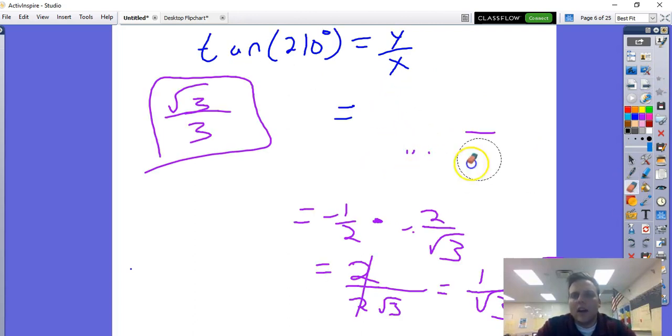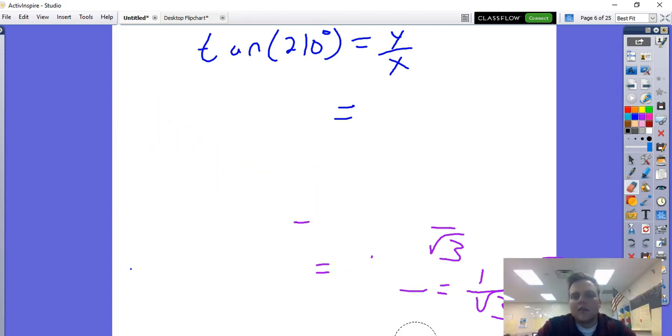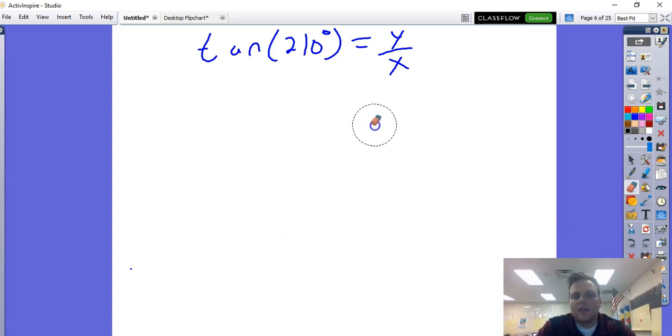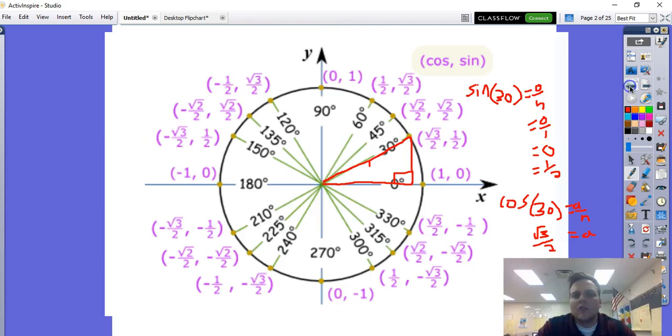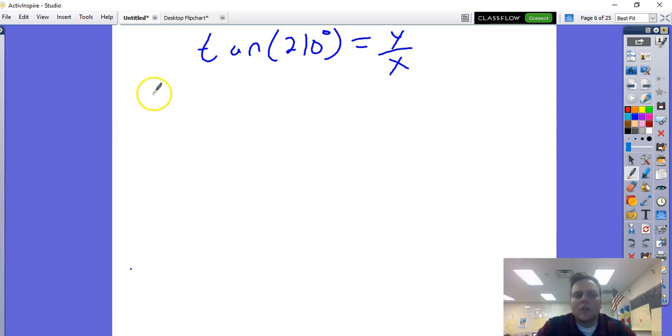Alright, well, what if you have tangent of 210? Since I'm doing tangent, sorry, this is a really sloppy video. I should have already had all this stuff cleaned up. But tangent of 210, go back to the unit circle. Negative square root of 3 over 2, comma negative 1/2.